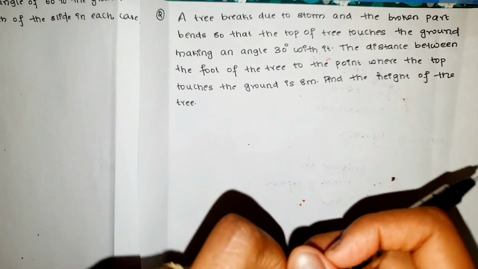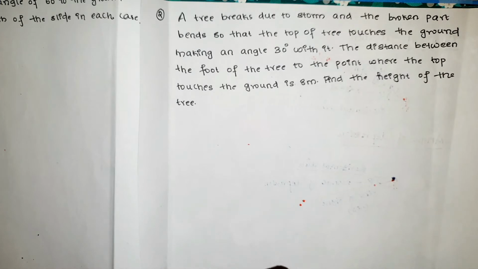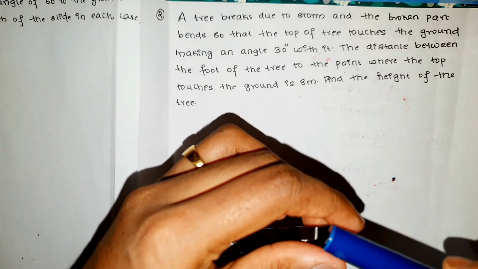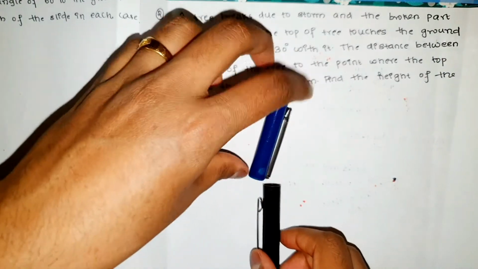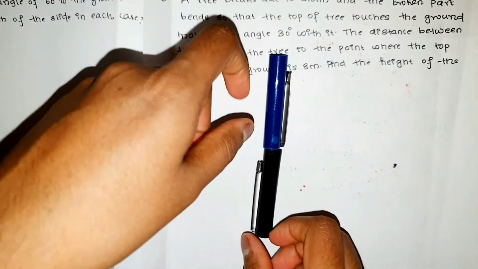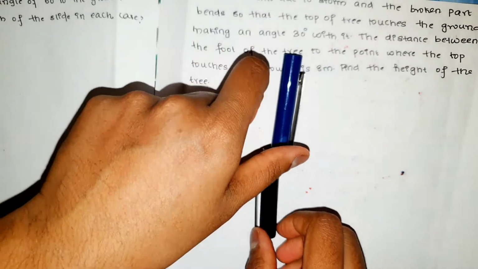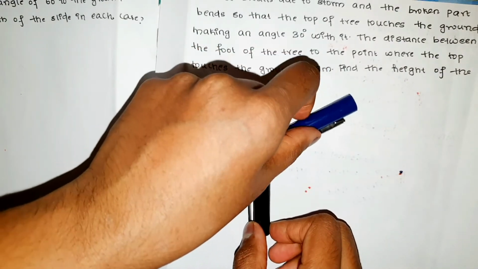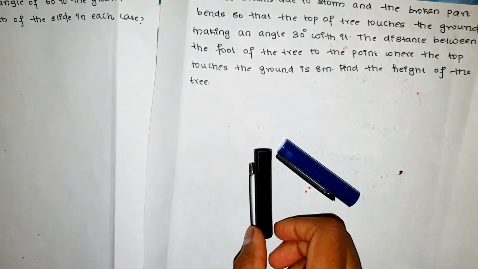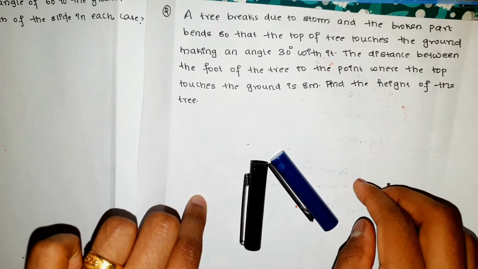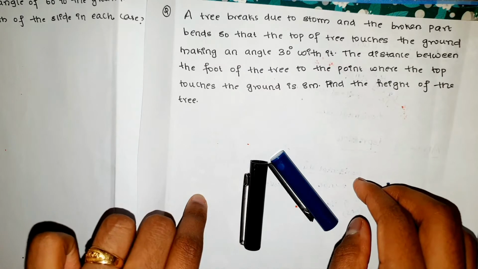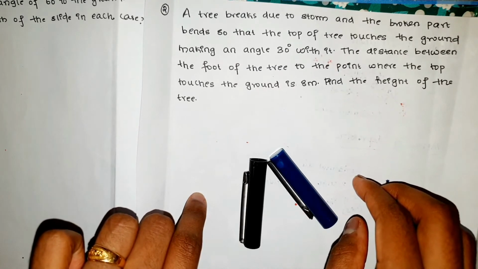Students, there is a tree. Let this be the tree. What happened due to the storm? It broke, so it broke like this. And what is the next part of the question? The broken part bends so that the top of the tree touches the ground.